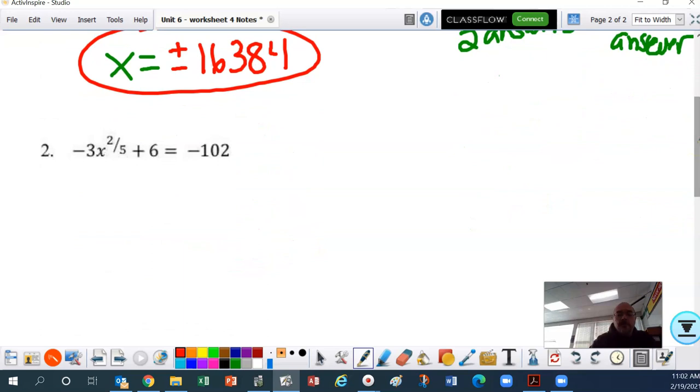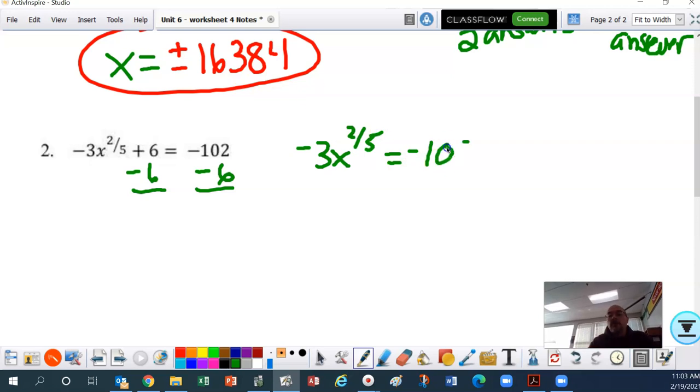Okay, the next one, subtract 6. If I go too fast, folks, pause, rewind, do whatever you need to do. All right, so now I have negative 3x to the 2/5. Oh, I notice I'm going to have two answers again, folks. Equals negative 108. Divide by negative 3.